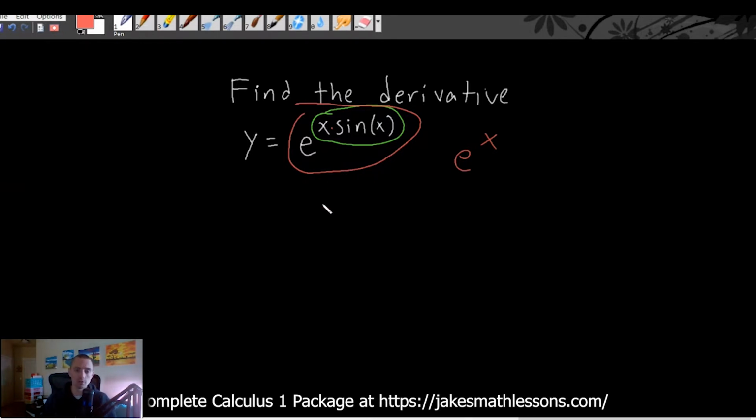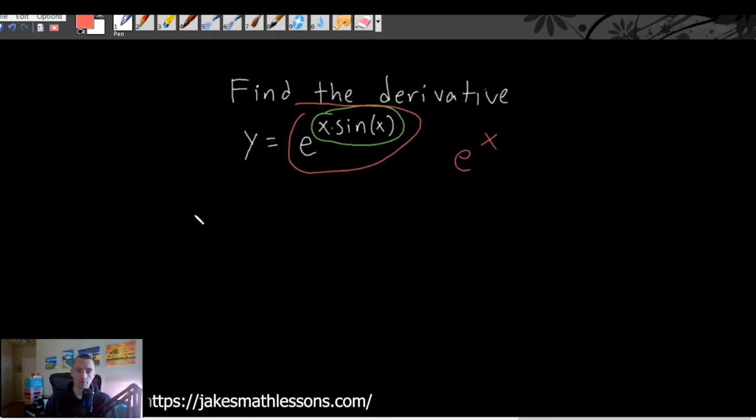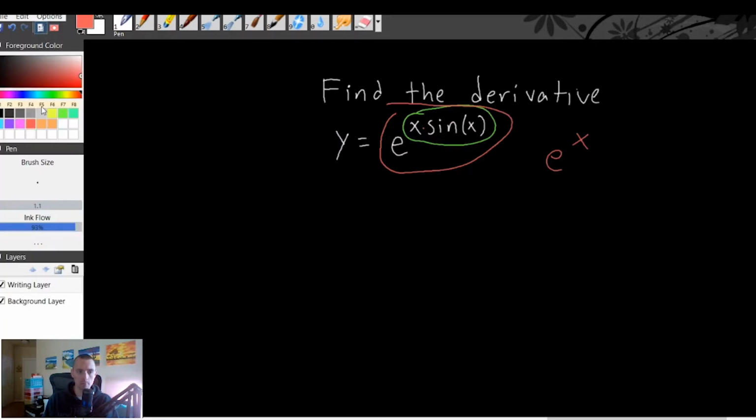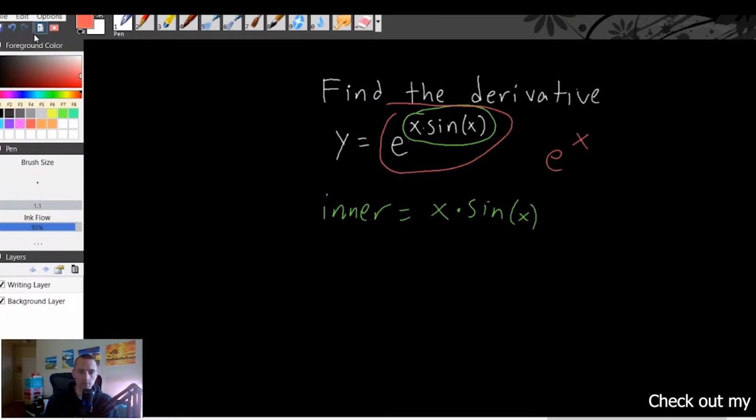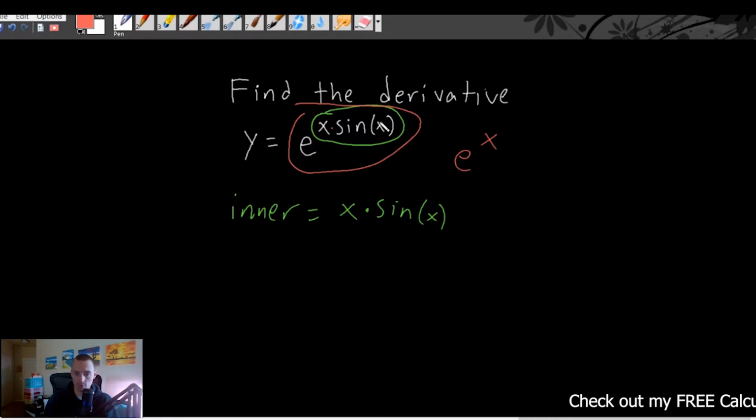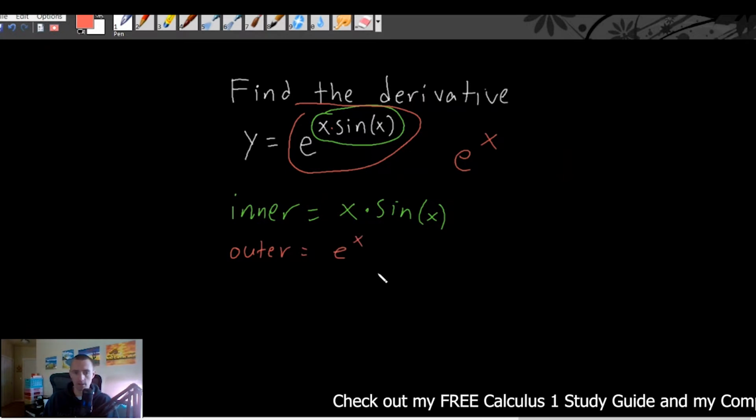That tells us chain rule is going to be the first thing that we deal with here, because what we can do is think of an inner function and an outer function. So our inner function is going to be this power here. So the inner function is the x times sine of x. And then the outer function is going to be whatever's left over if you change this inner function into just x. So our outer function is just e to the x.